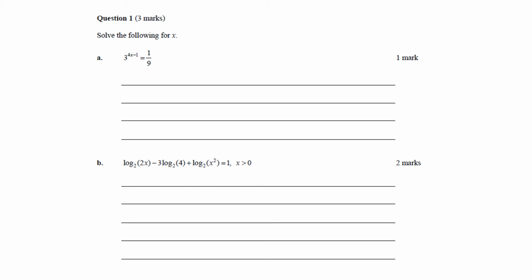Okay, today we're going to be going over the Maths Methods 2019 Short Answer Unit 2 exam. So to start off, we've got this problem here. We've got 3 to the power of 4x take away 1 is equal to 1/9.